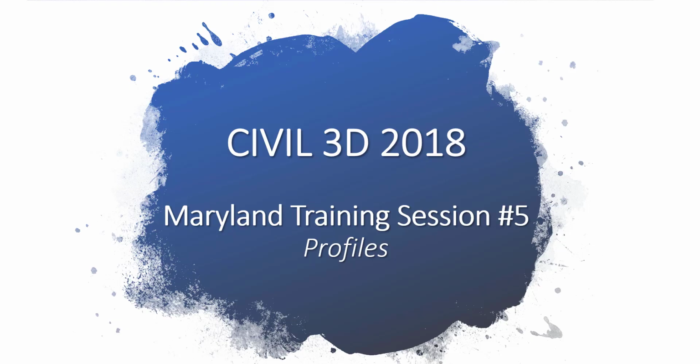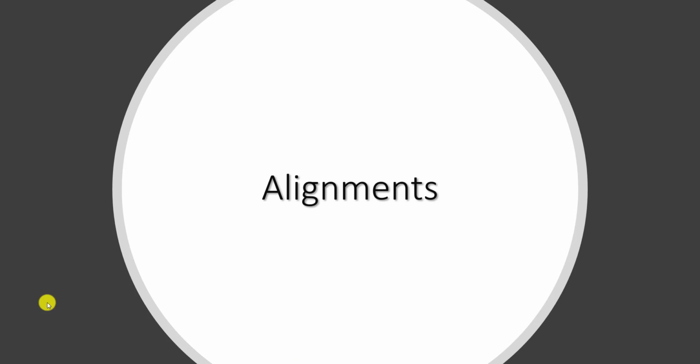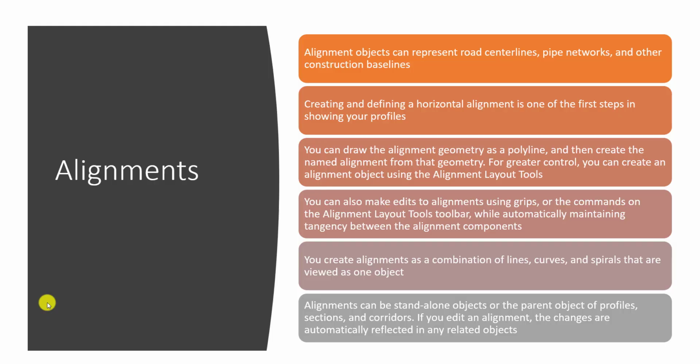This training will be using Civil 3D 2018, and I'll be going over profiles and cross sections. So this is the Maryland training session number 5. In order to create a profile, you have to have an alignment. Creating an alignment is one of the first steps in showing your profiles.